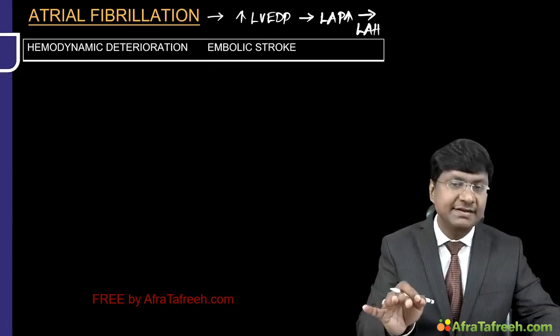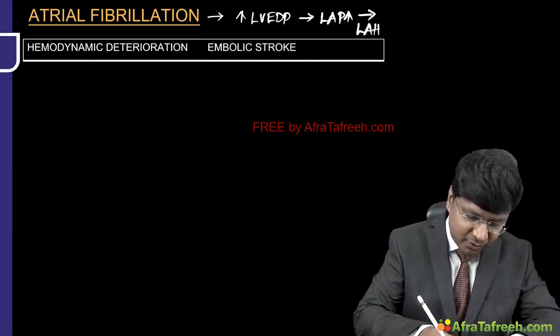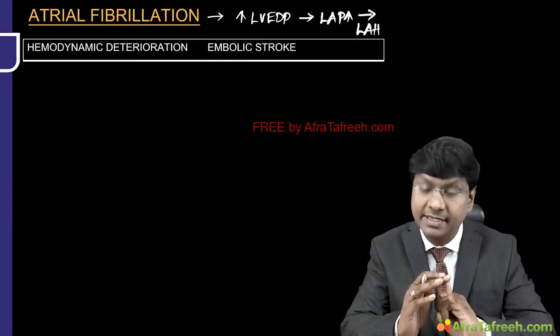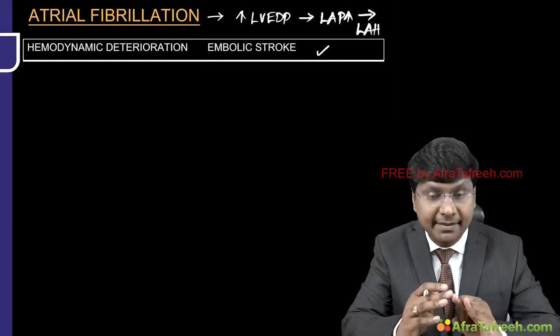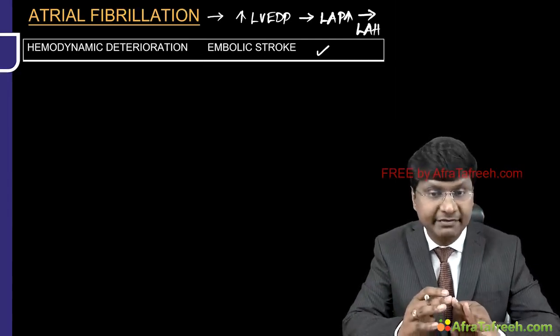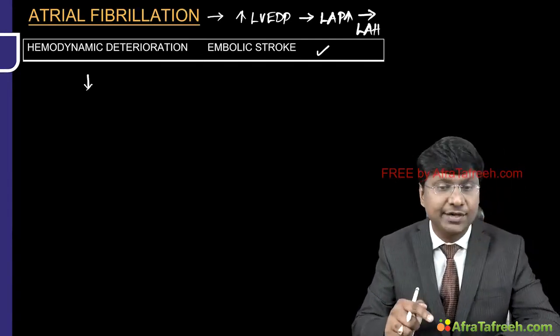So once there is development of atrial fibrillation, what is the problem? Number one, there can be hemodynamic deterioration, right? And there can be development of embolic stroke. Now, why is that hemodynamic deterioration?